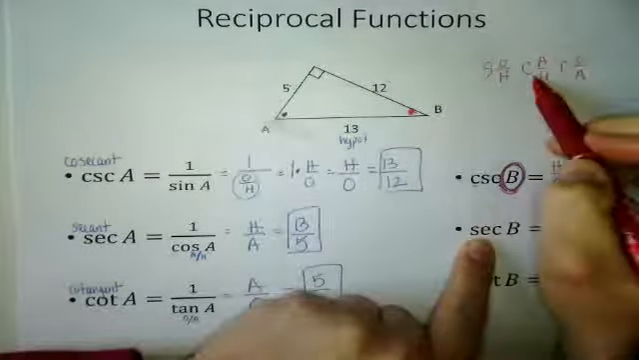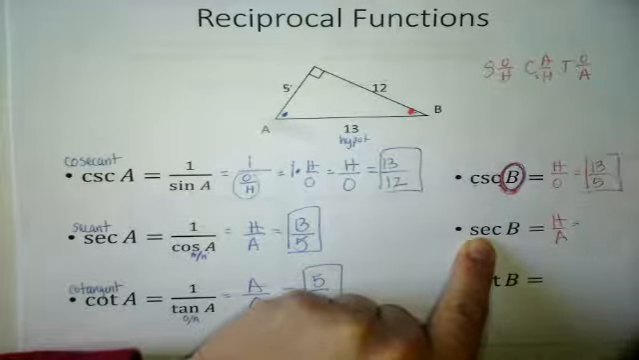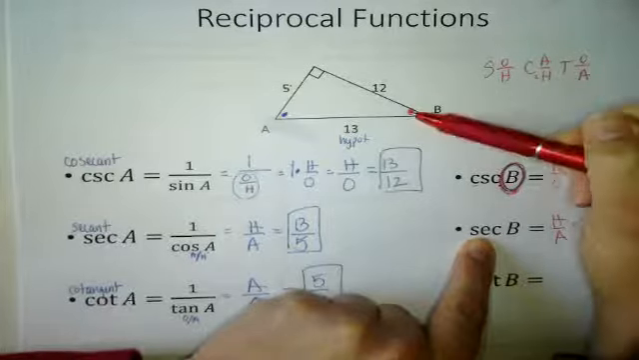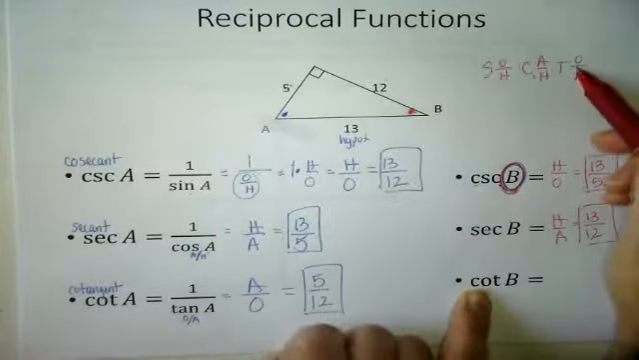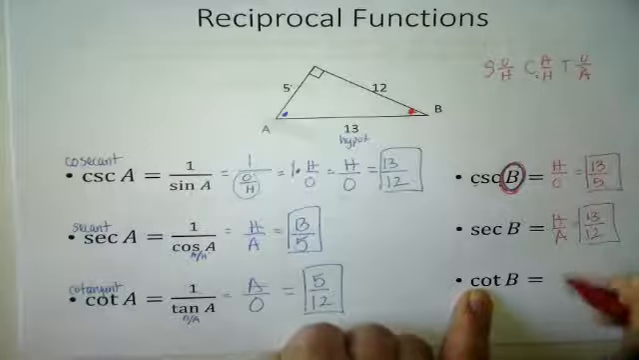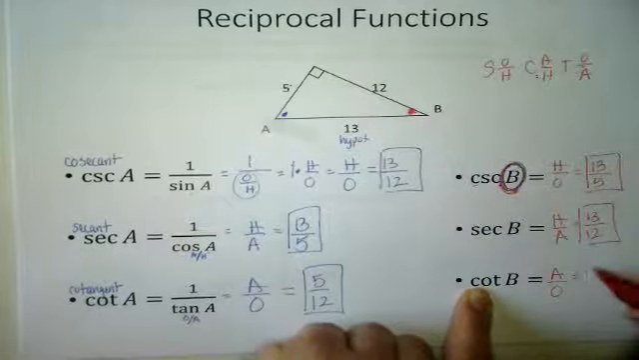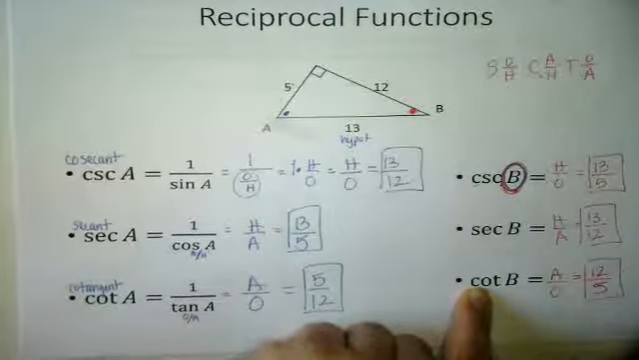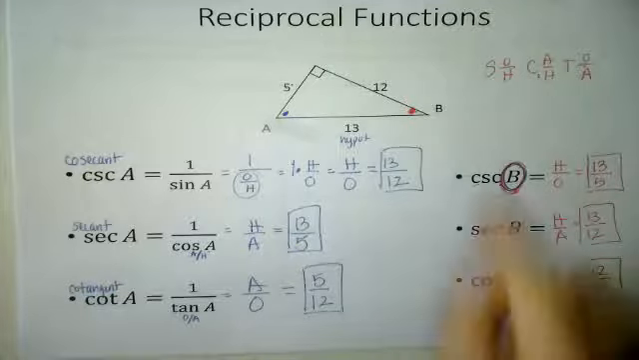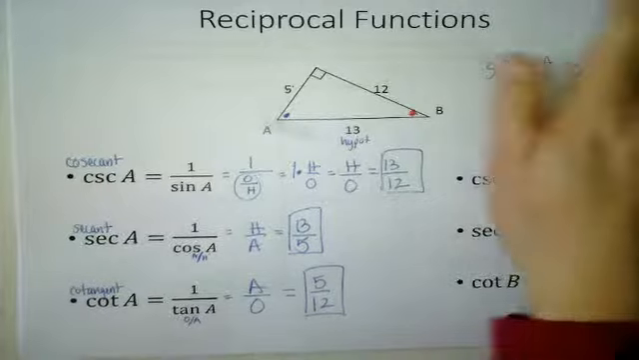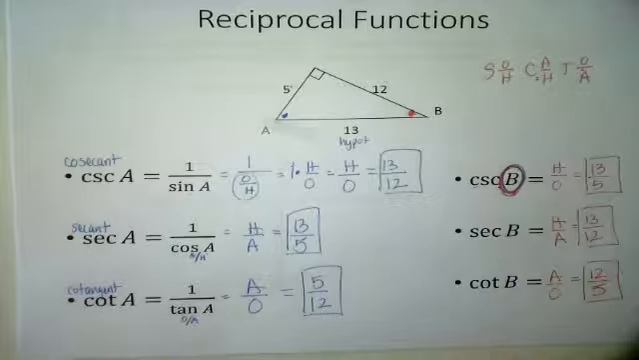Secant is the reciprocal of cosine. So that's going to be hypotenuse over adjacent. So the hypotenuse is 13. The adjacent side to B is 12. Cotangent is the reciprocal of tangent. So that's going to be adjacent over opposite. So that's going to be 12 over the opposite 5. And there you go. So now these are the big 6, all 6 trig functions. Sine, cosine, and tangent, those are the big 3 you absolutely have to know. And then cosecant, secant, and cotangent you can get just by flipping those ratios.